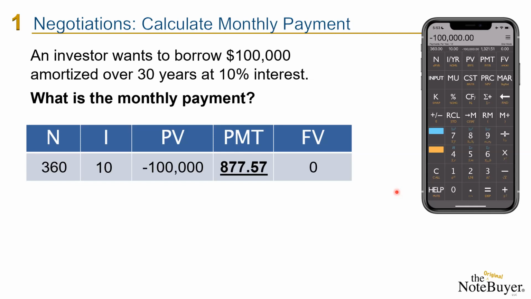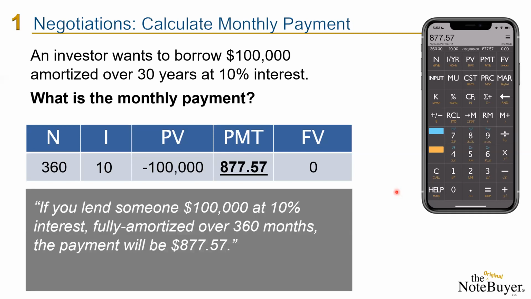Do you notice that each time after I enter it into the display, I am selecting one of the components, okay? And then at the end of the loan, the future value is going to be 0 because it is fully amortized. So I'll put that into FV and I press payment and I find out that the payment amount is going to be $877.57.